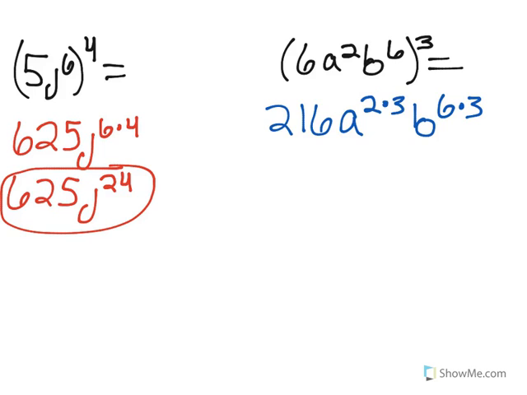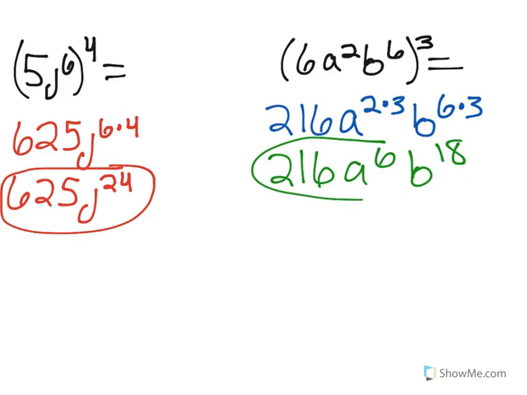Alright, so our example on the right, 6 to the 3rd power, 6 times 6 times 6. Feel free to use your calculators for this, that's fine. That's 216. And now for those exponents, remember power of a power, so we have to remember to multiply those together. So if we do that, a to the 2 times 3, that's going to be a to the 6. So 216, a to the 6th power. Now b is going to be to the 18th power. 6 times 3 is 18. So that's our final simplified answer of our original expression.